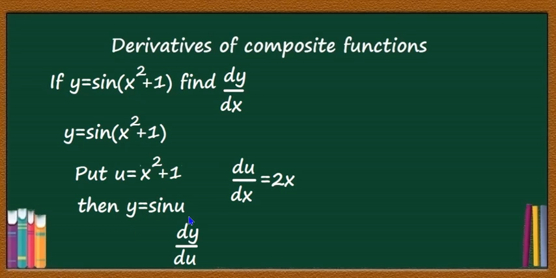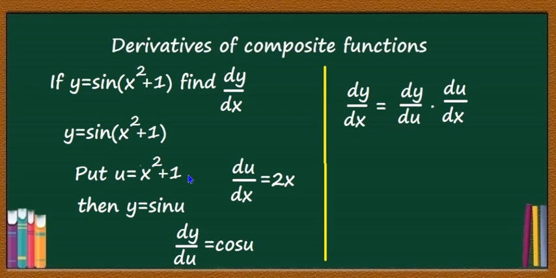Dy by du is equal to, what is the derivative of sin x? Cos x. What is the derivative of sin u? Cos u. And now you can apply the chain rule, and here you can observe y is a function of u and u is a function of x. If y is a function of u and u is a function of x, you can find dy by dx like this. Dy by dx is equal to dy by du into du by dx. This is the chain rule. And what is dy by du? It's already derived here. Cos u. You substitute that, cos u.